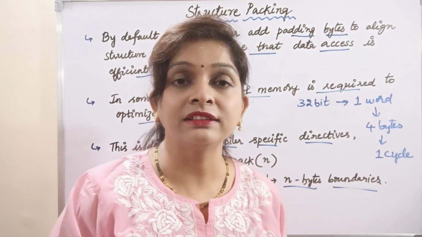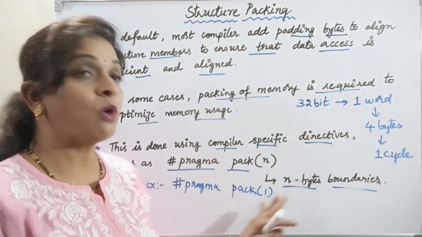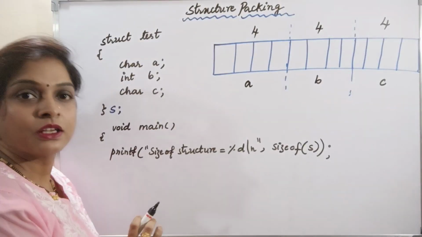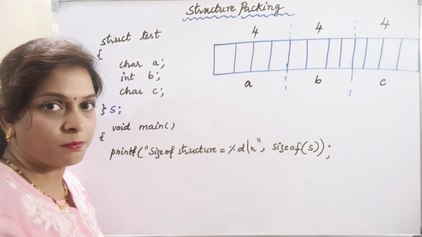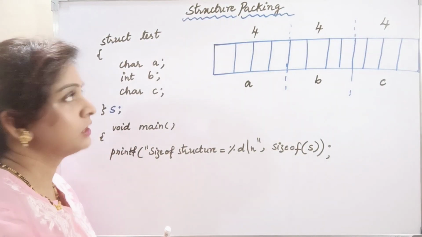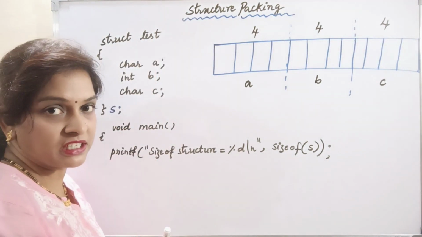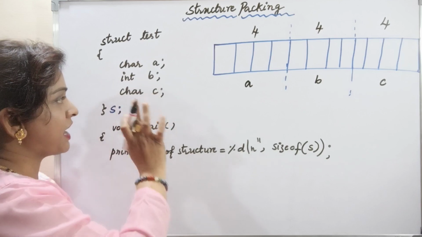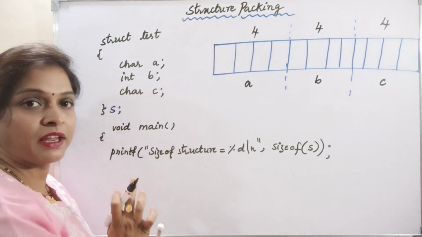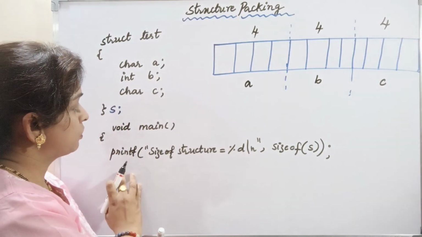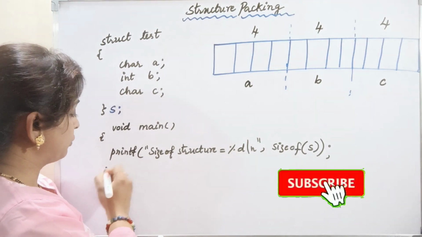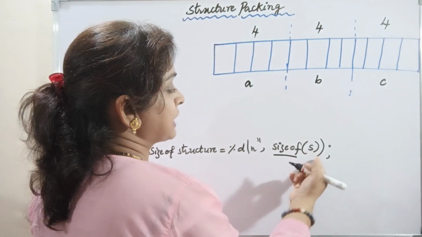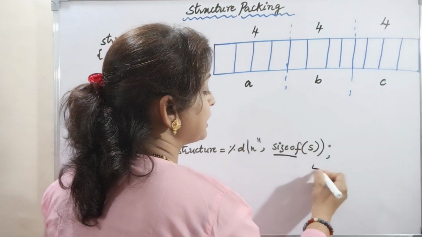So how to add this pragma, how can the memory be packed? Let us see with examples. Let us understand the structure packing with this simple example. We have a structure by name test, and we have the members character A, integer B and character C, and structure variable s. In the main function, we'll try to print the size of the structure with the help of sizeof(s). So what will be the output for this?